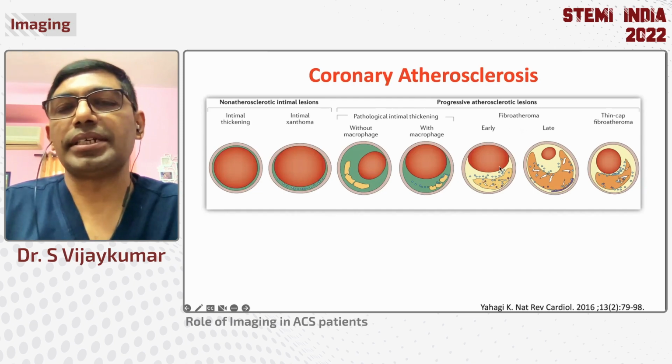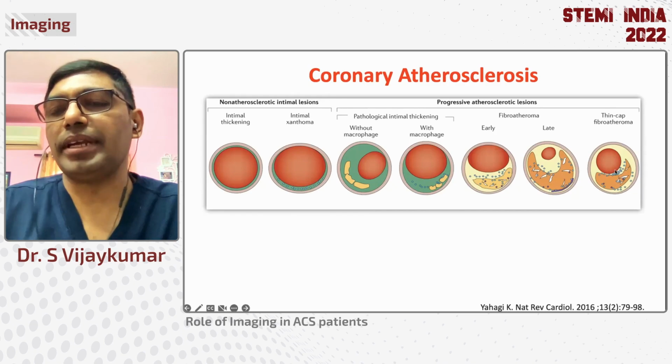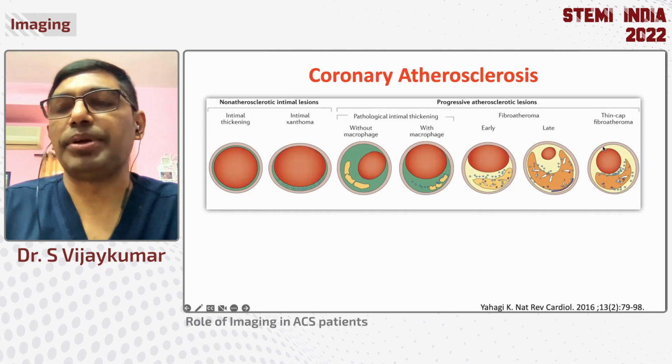When there is less destruction, it is called early fibroatheroma. Here the lumen is big and the fibrous cap that is separating the lumen and the lipid, the necrotic material, is thicker. In later stages, the lumen is smaller and there is a big necrotic core, but still there is a big separation between the lumen and the necrotic core. When the separation becomes thin, that is, a thin fibrous cap separates the necrotic core and lumen, this is called the thin cap fibroatheroma.